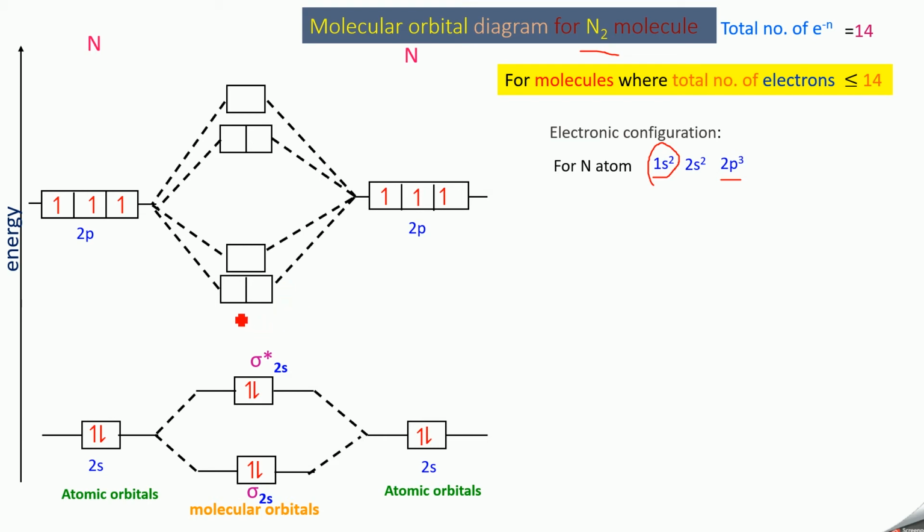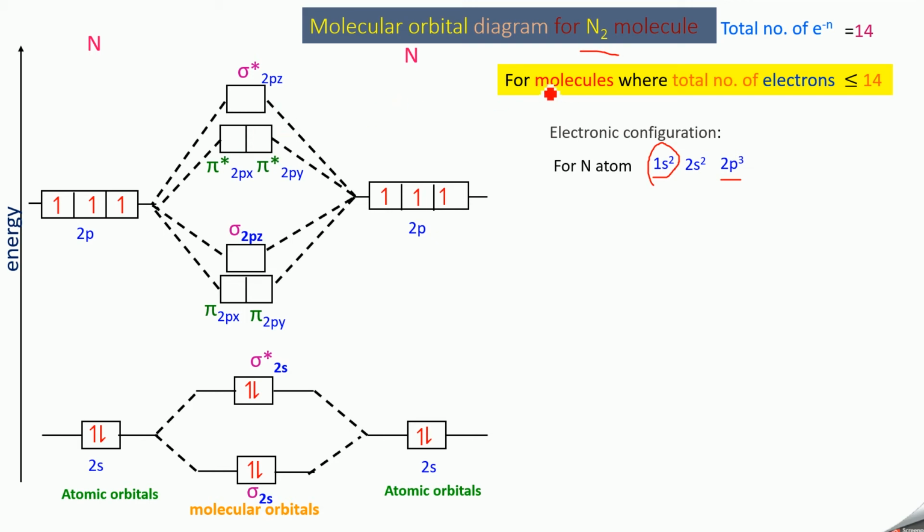You go through it. So you will be getting pi 2px and pi 2py and sigma 2pz. So 2, 1. These are the lower energy molecular orbitals. They are called bonding molecular orbitals. And this one, pi star 2px, pi star 2py and sigma star 2pz, these are the higher energy molecular orbitals. So they are called anti-bonding molecular orbitals.